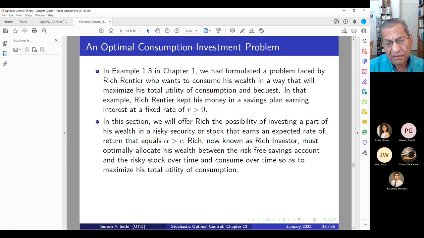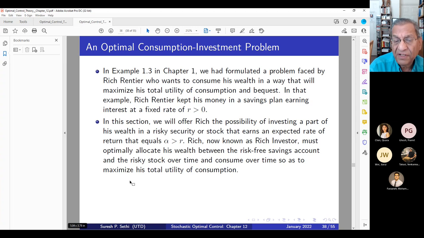And we're assuming, so let's start with this, we assume that there's one risky security or stock, there's only one stock. And that earns a rate of return, whether dividend or whatever, that is alpha, which is bigger than R. The expected rate of return, alpha, is bigger than R. There's a stochastic rate of return, but its expected value is bigger than R. Basically, that's called a risk premium.